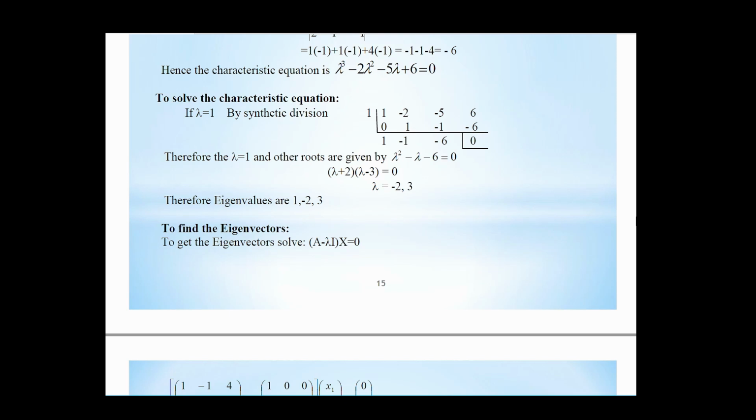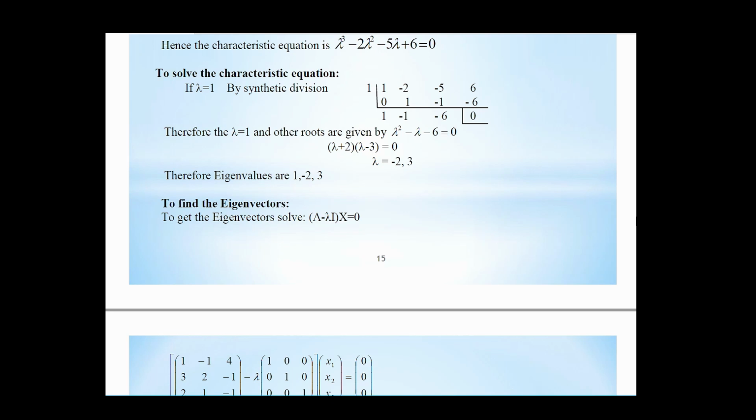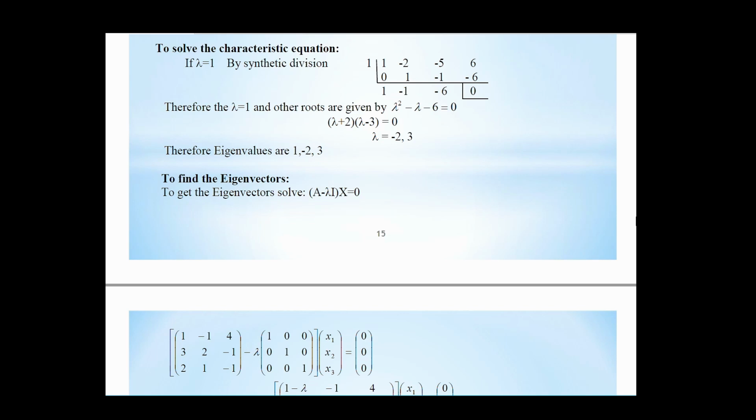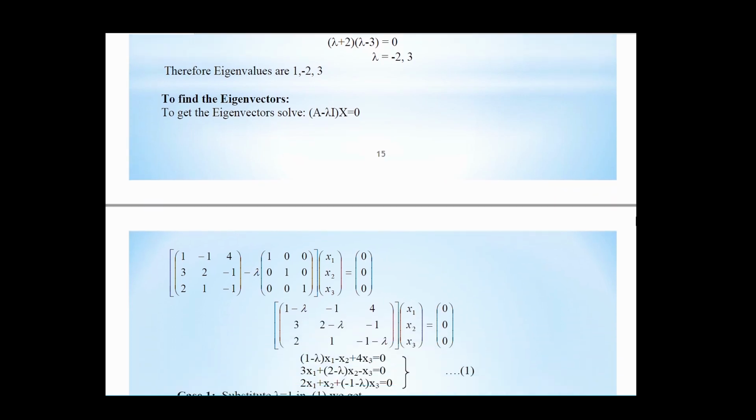We solve the characteristic equation by using synthetic division. First we apply the synthetic division and we get one eigenvalue, lambda equal to 1, and the equation lambda cube minus 2 lambda squared minus 5 lambda plus 6 equal to 0 can be reduced to lambda minus 1 into lambda squared minus lambda minus 6 equal to 0. Here lambda equal to 1, and we factorize lambda squared minus lambda minus 6 equal to 0 to get lambda plus 2 into lambda minus 3 equal to 0. Therefore, the eigenvalues are 1, minus 2 and 3. Here the eigenvalues are distinct.